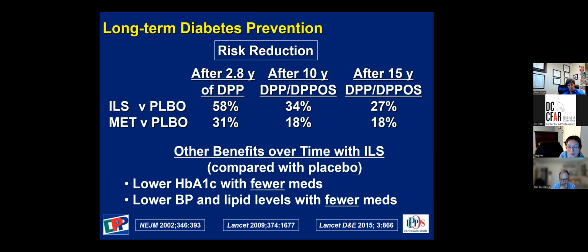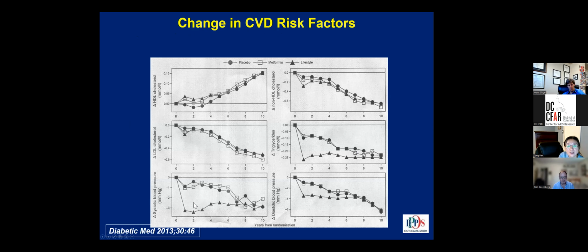Other benefits are lower HbA1c, lower blood pressure, and lower lipid levels. That's what exercise does, right? And the CVD risks. So for the HDL, you can see the lifestyle group, the triangle, is higher. For the non-HDL, the bad cholesterol, the lifestyle group is better.